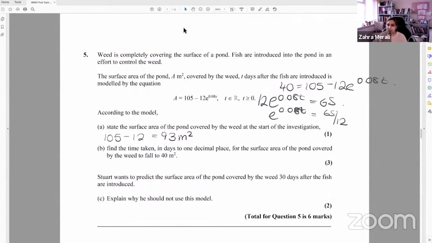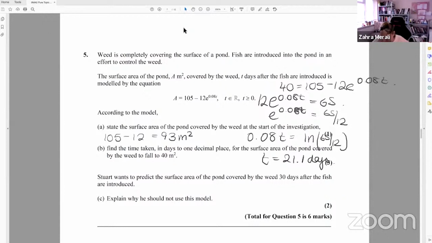To get rid of e, the opposite of e is ln. Even on your calculator, e and ln are on top of each other. So it's just like square and square root. It's just how you get rid of it. So to get rid of the e, we're going to ln both sides. So we get ln of 65 over 12. And we end up with dividing that by 0.08, and we get 21.1 days, because it's all done in days. Okay.